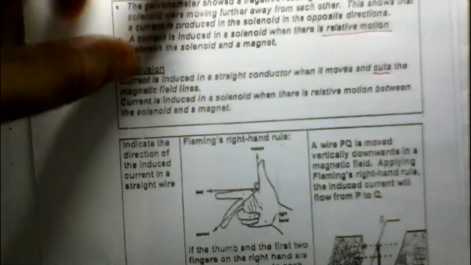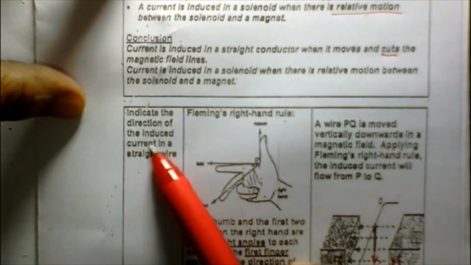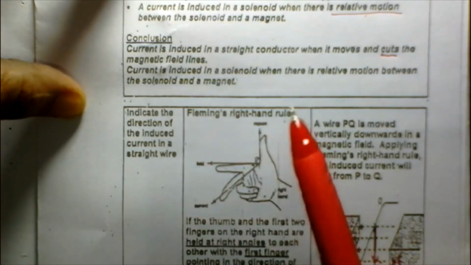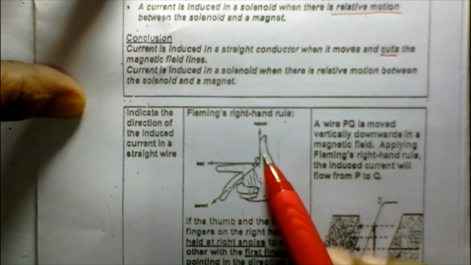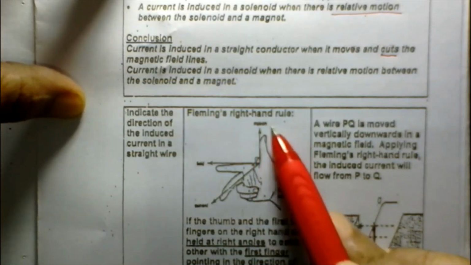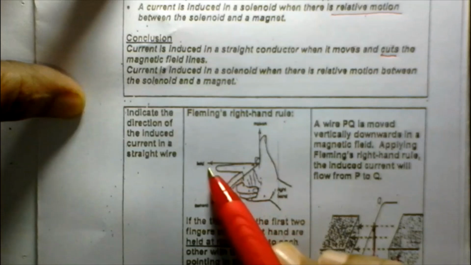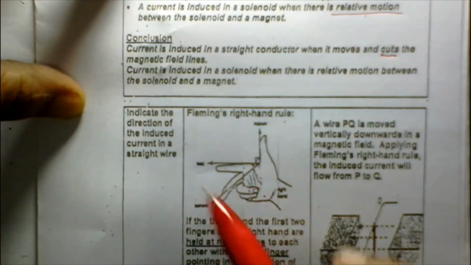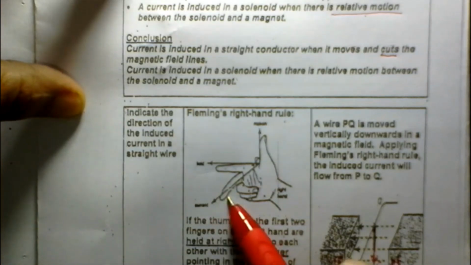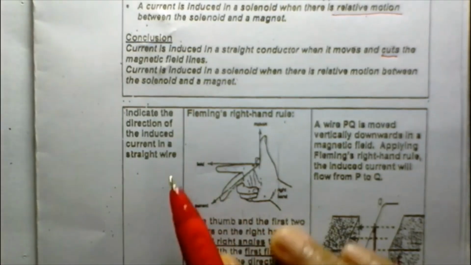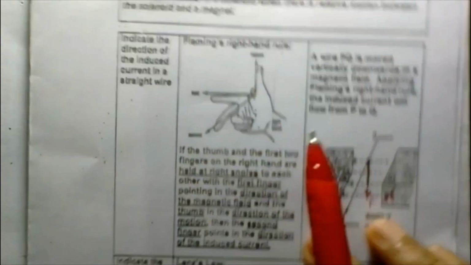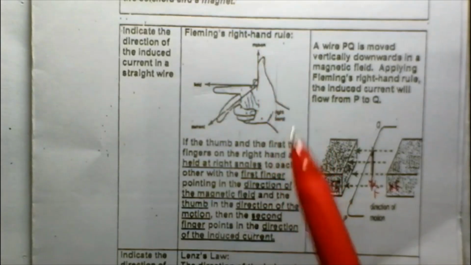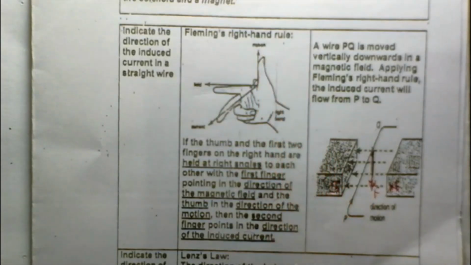Okay, so how can we determine the direction of induced current in a straight wire? We can apply Fleming's right hand rule. For Fleming's right hand rule, the thumb represents the direction of motion or force. The forefinger represents the direction of the magnetic field, always pointing to south. The middle finger represents the induced current. I hope you can use Fleming's right hand rule to determine the direction of induced current.